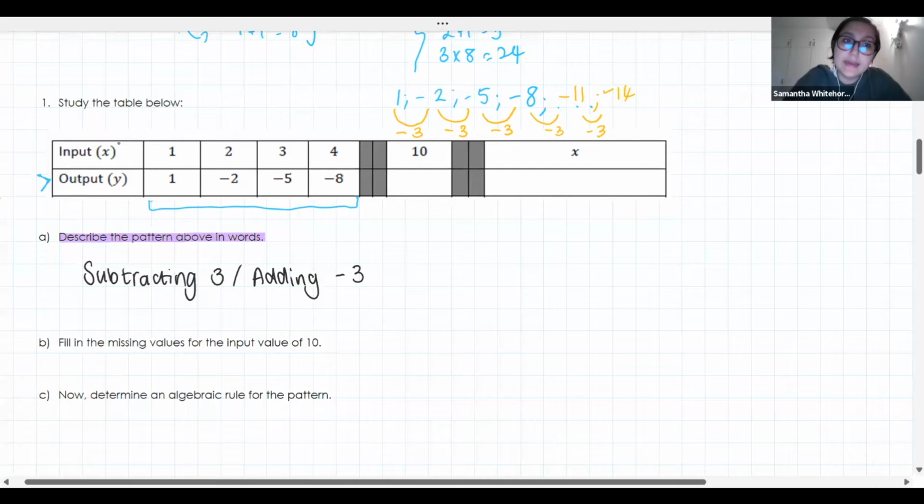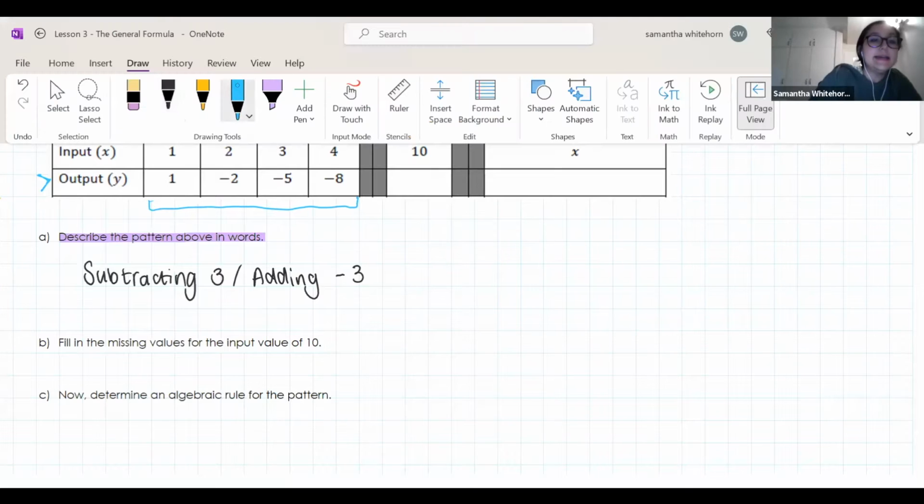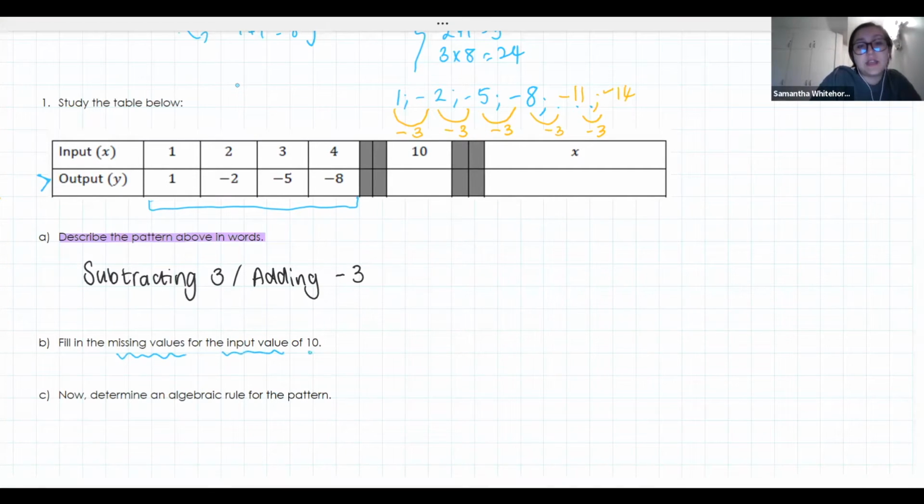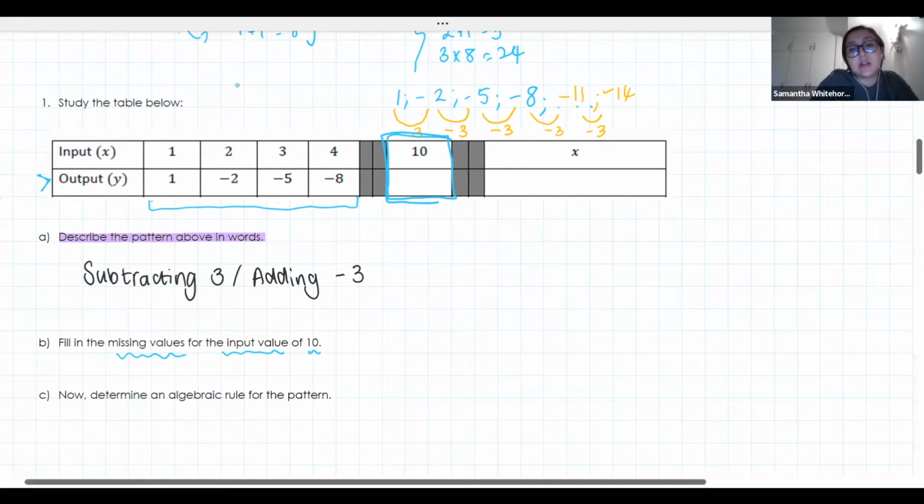All right, so now that we know what our rule is, hopefully that means that we can start to find rules that we can use to find any term. So you'll see the second question, question B, says find the missing value for the input value of 10. So essentially we're talking about this column over here. We want the 10th term.